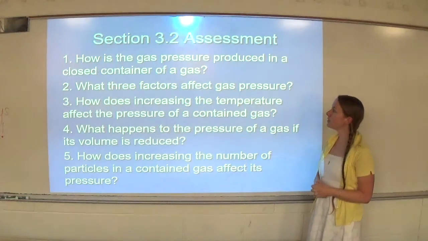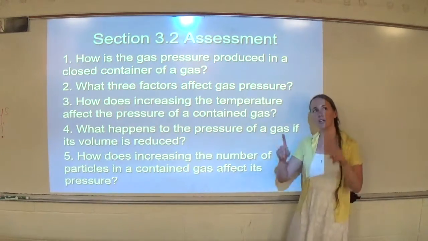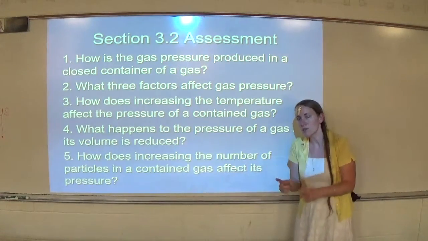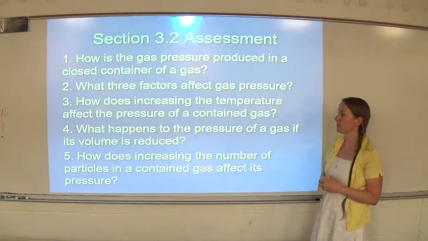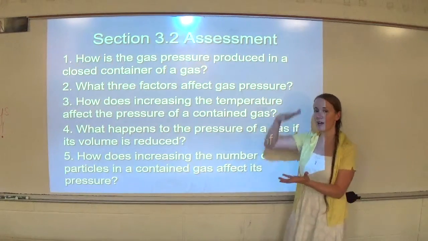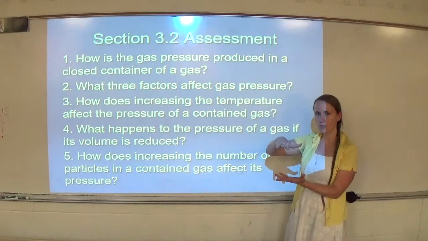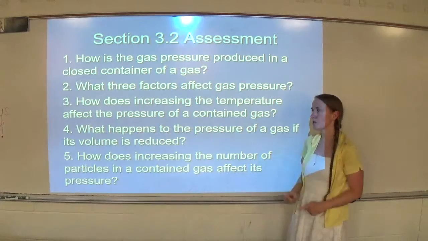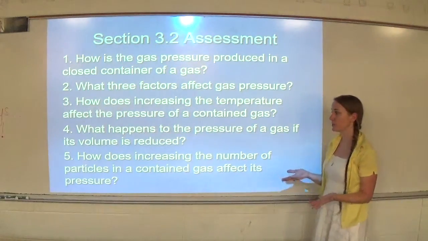Number 3, how does increasing the temperature affect the pressure of a contained gas? So think about this. If we increase temperature, particles move faster, they collide more, so pressure increases also. Okay, so pressure would increase for number 3. Number 4, what happens to the pressure of a gas if its volume is reduced? So if I have a gas in this container and I force the volume to reduce, the particles are going to be closer, so they're going to collide more, so pressure also increases. Okay, so if we reduce the volume, pressure will also increase.